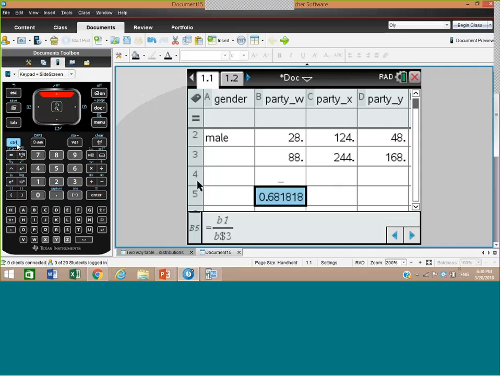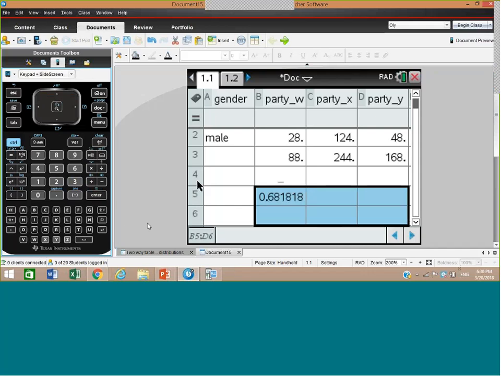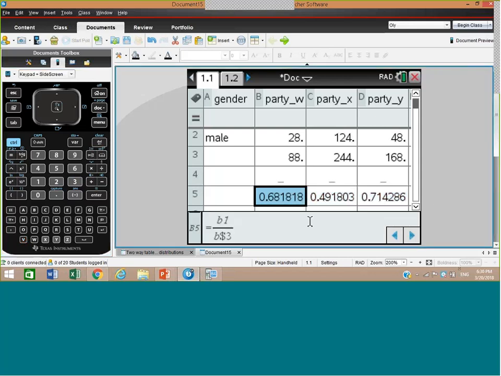So if I highlight it, again, Control-C, and then highlight where we want to copy it, and Control-V, we should get these other conditional probabilities that Landy was talking about. Okay, so there we go. Let's just take one particular number there. If you look at the top left entry in that display, that 68% is saying that among the members of Party W, 68% of them are female.